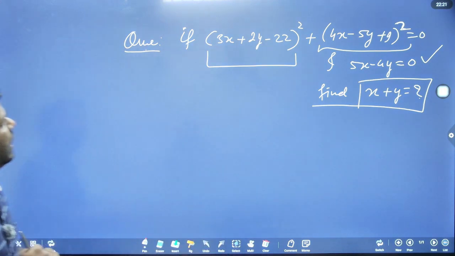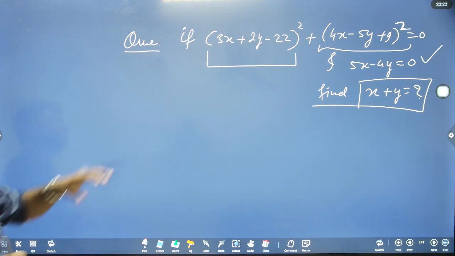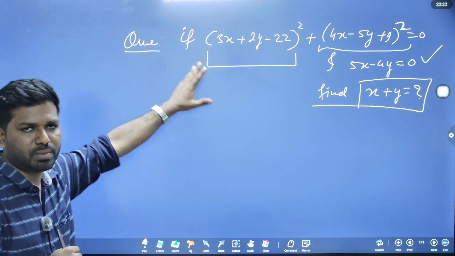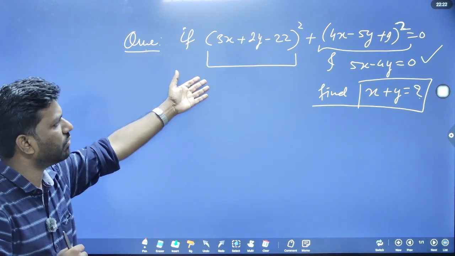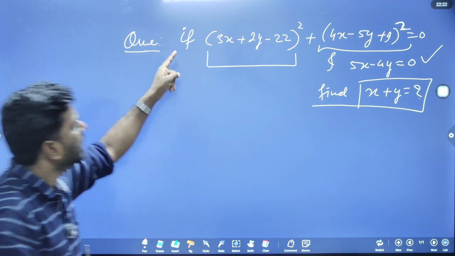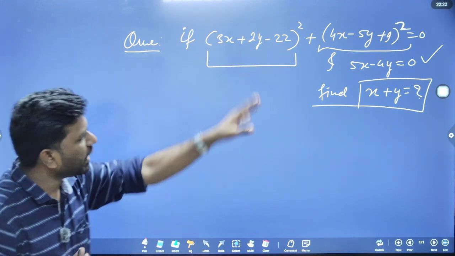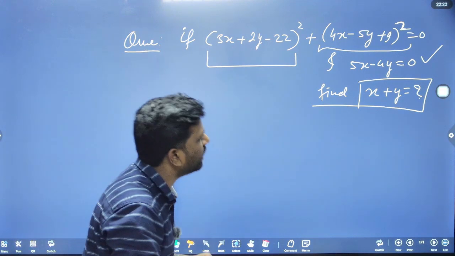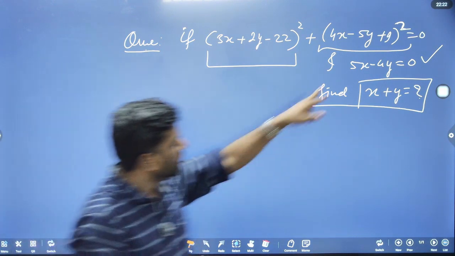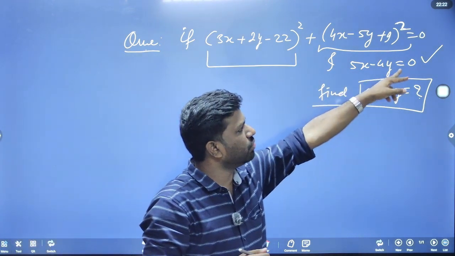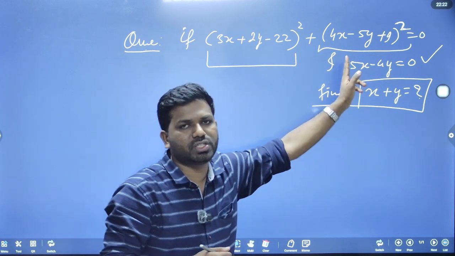Now, without wasting your time, I want you guys to understand this question. The question is from Algebra. I hope you have solved this kind of question earlier. The question is (3x + 2y - 22)^2 + (4x - 5y + 9)^2 = 0. Again, 5x - 4y = 0. These are the two equations that we have been given.